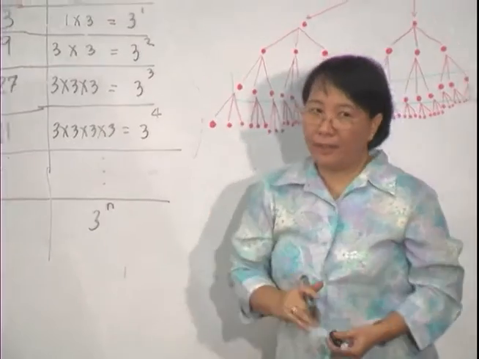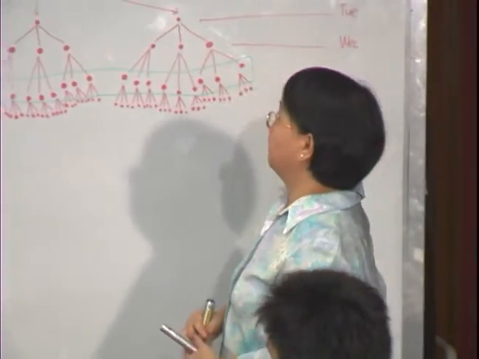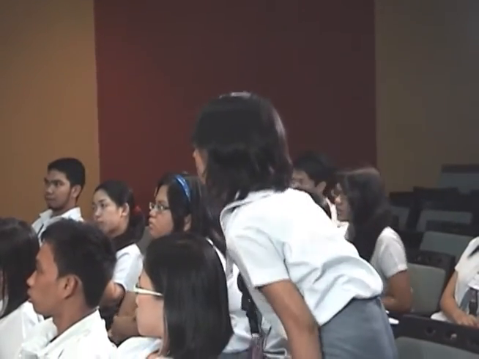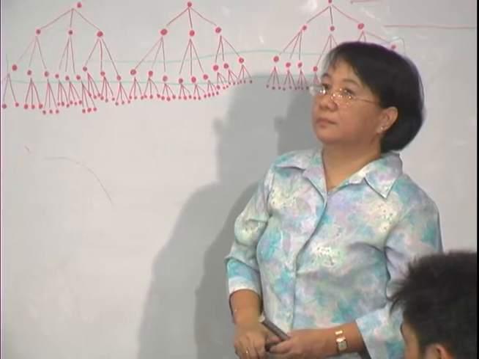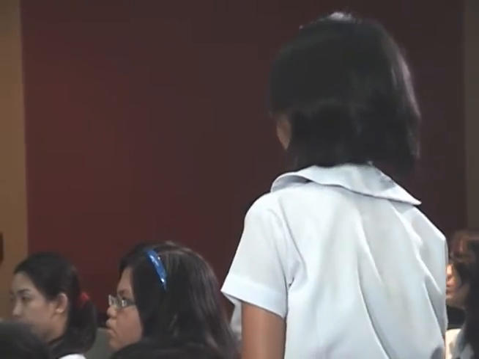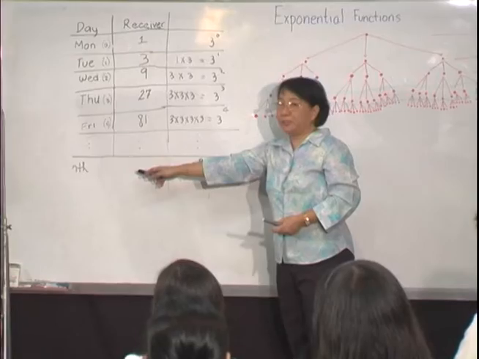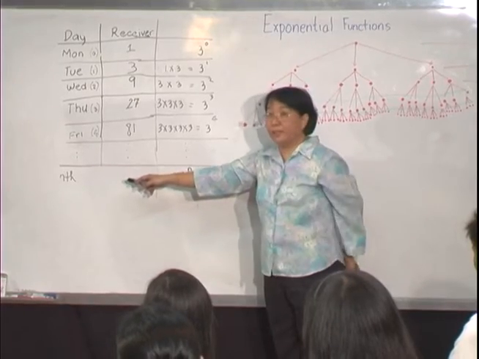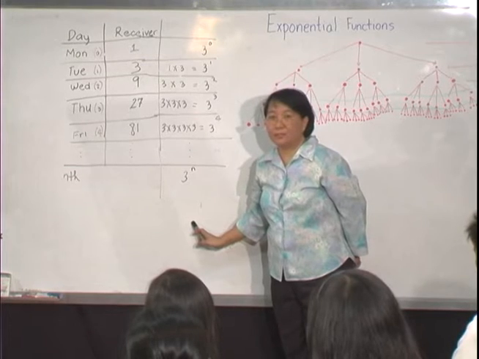But look at the first entry here. How can we express that for Monday? Okay, Mary Joy? 3 raised to 0. Why 3 raised to 0? A number with an exponent of 0 is equal to 1, except if the base is 0. Other than 0, so you have here now 3 to the 0, which is also equal to 1. So you can see the pattern here. So you can also determine now the number of residents who have heard the news on the nth day by looking at the pattern here. Okay? Any questions so far?